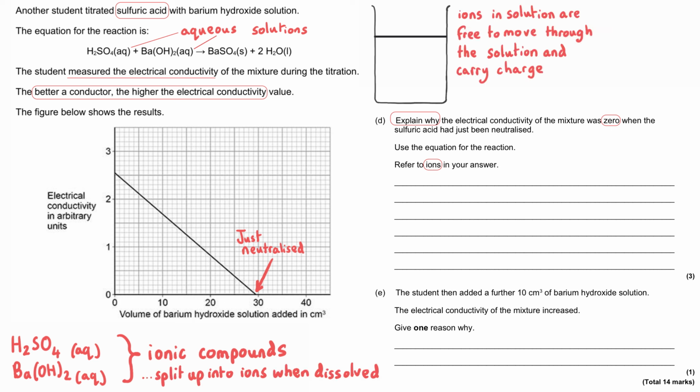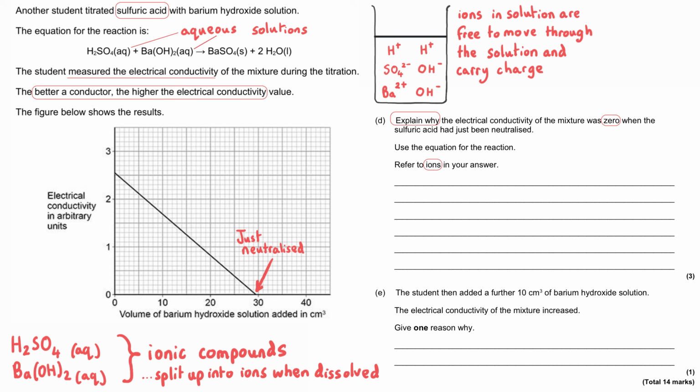And so in aqueous solutions, the ions are free to move and they move through the solution and they carry charge when they do so. So H2SO4 is made up of the ions hydrogen, 2 of them, and SO4, 2-. And so these will have been in the solution at first. And then at the point of mixing, we would also have had barium ions and hydroxide ions. So all of these ions would be free to move through the solution and carry charge.